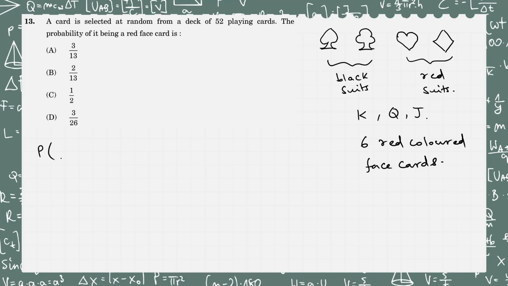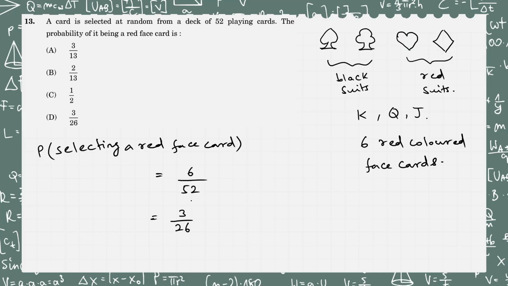So probability of selecting a red face card will be number of favorable outcomes, which is 6 because we have 6 red colored face cards, right? And there are 52 playing cards in total. So total number of outcomes is 52. But we can simplify this fraction, right? So 2 3s are 6 and 2 26s are 52. So 3 by 26 is the correct answer. Option D is the correct answer.